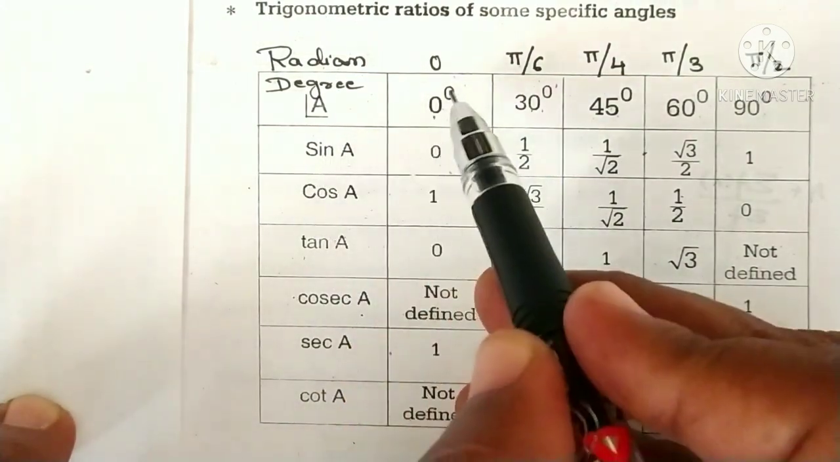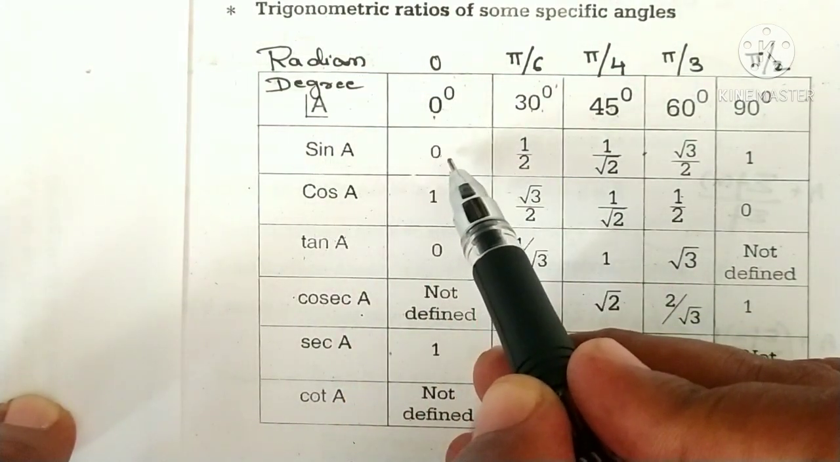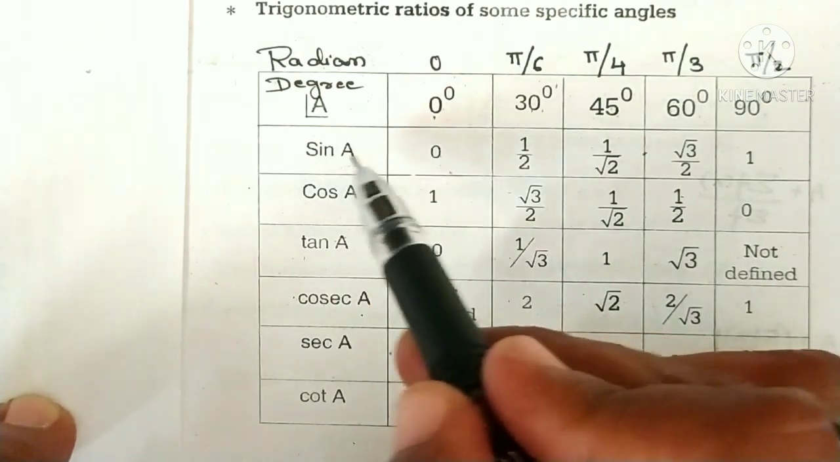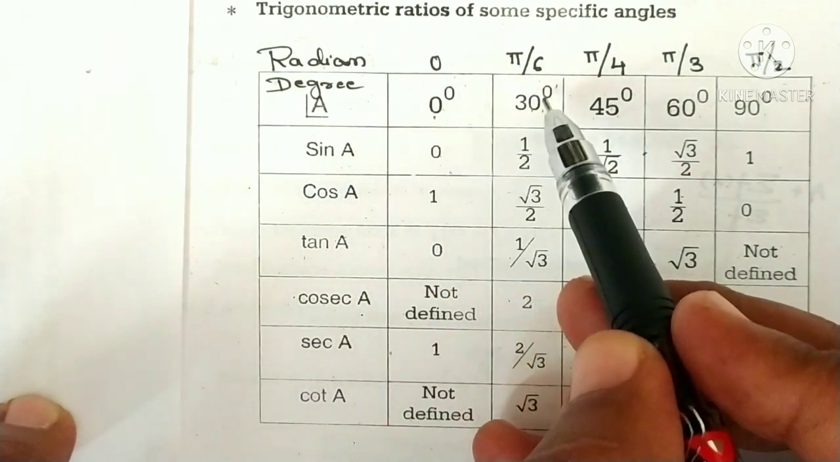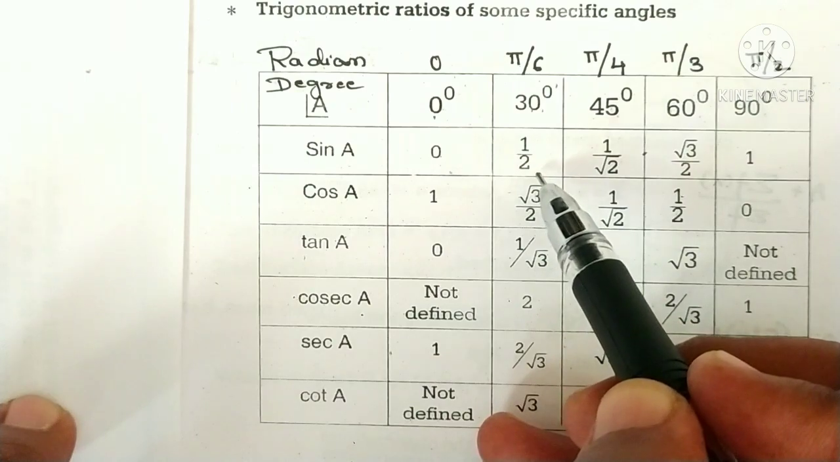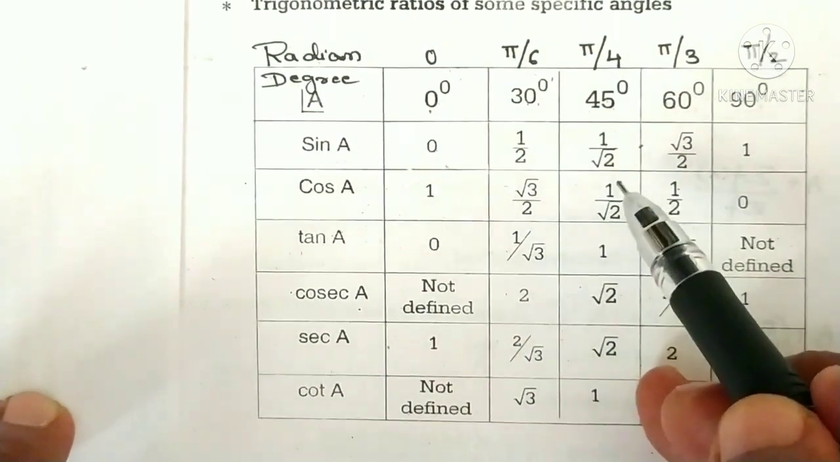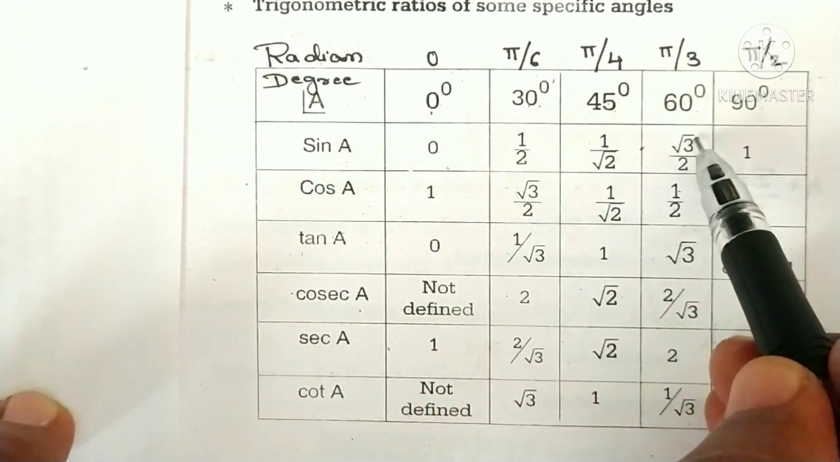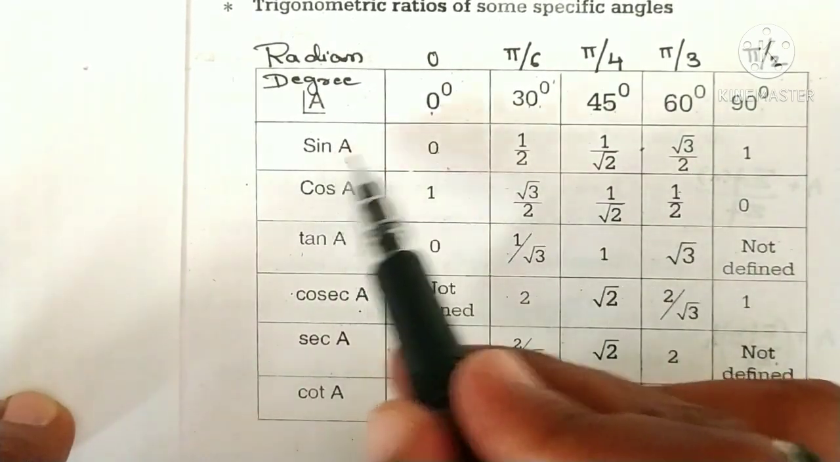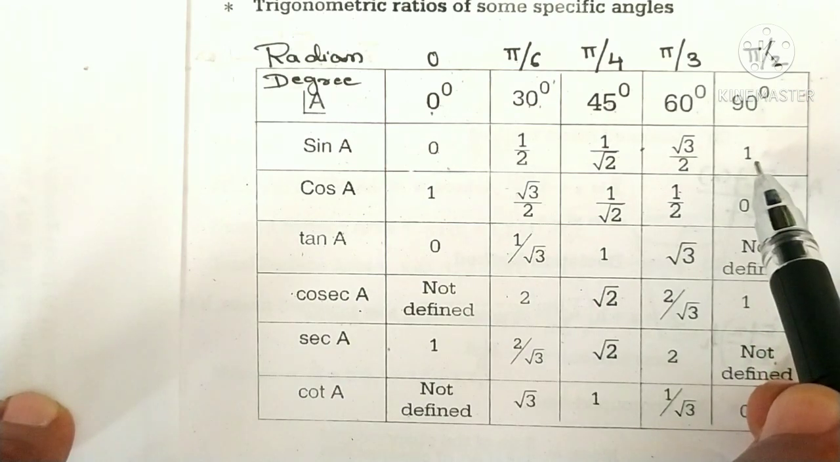Now sin 0 degree is equal to 0. Sin 30 degree is equal to 1 by 2. Sin 45 degree is equal to 1 by root 2. Sin 60 degree is equal to root 3 by 2. Sin 90 degree is equal to 1.